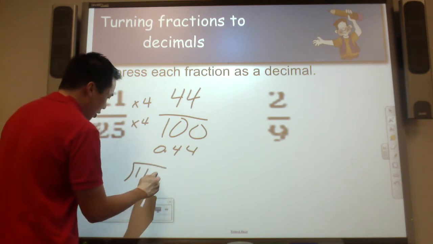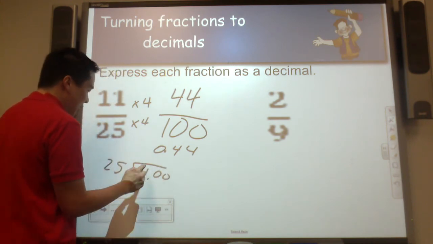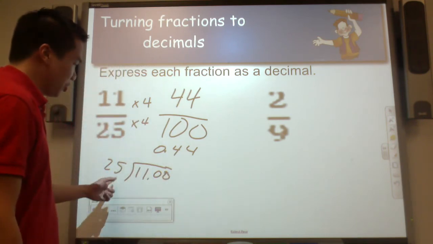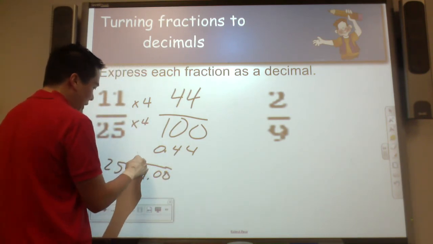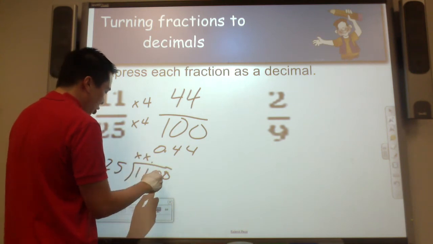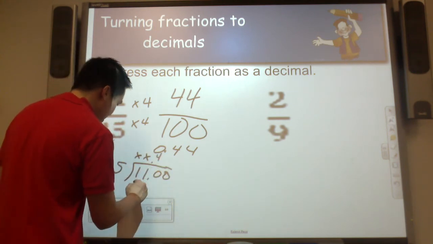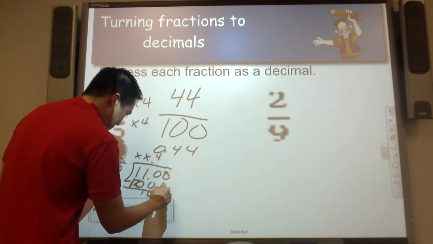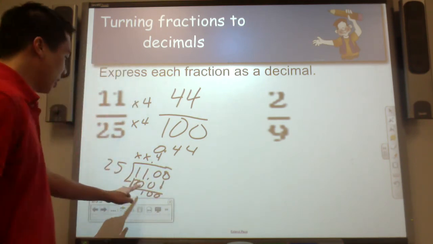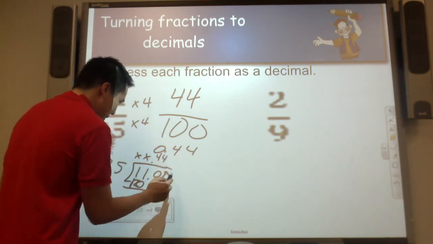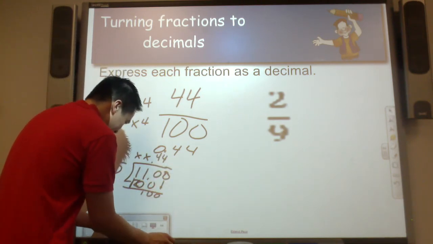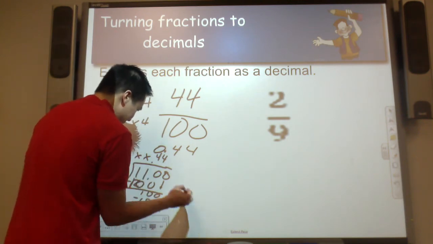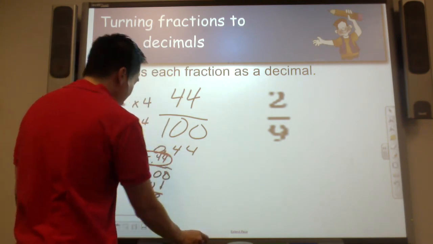If you do not care for this way, you could divide it. You have $11. You're going to divide it into 25 parts. Can 25 go in 11? No. Can 25 go in 110? It goes 4 times. That's 100. Remainder is 10. I bring down a 0. Can 25 go in 100? 4 times again. Does this terminate? It does. So the answer is 44 hundredths.